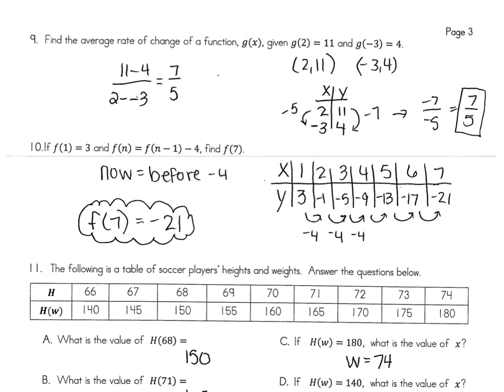Make a table, make a table, make a table. How do I get from the first term to the next one? Well, we have to use our before, now, next rules. Our now is equal to the before minus 4, and we need to stop at f of 7, so when x is 7. So our rule: we look before, we subtract 4, and subtract 4, then subtract 4. We keep doing this till we get to the end, so f of 7 is equal to negative 21.